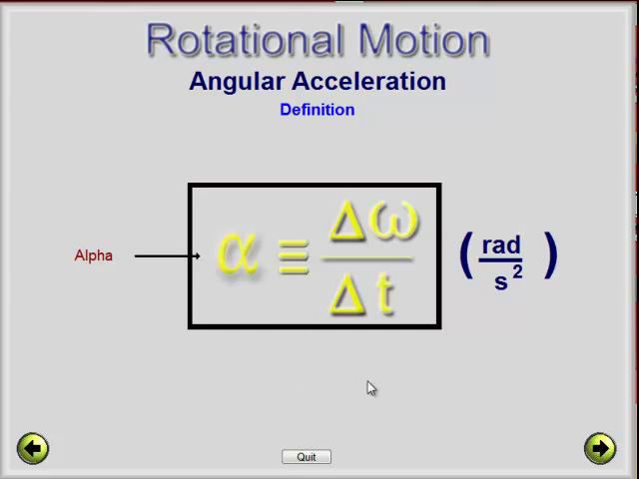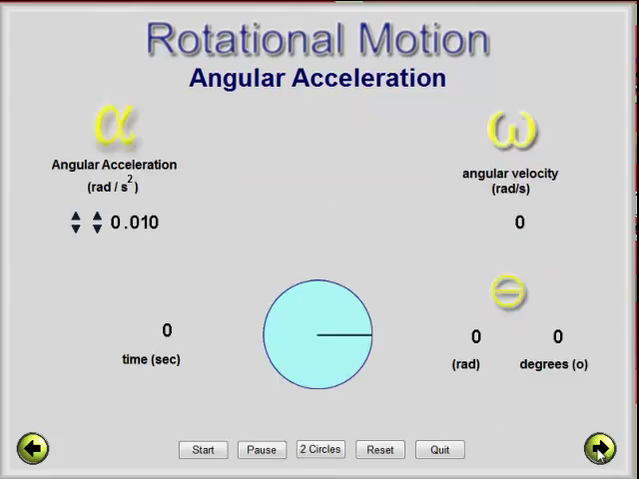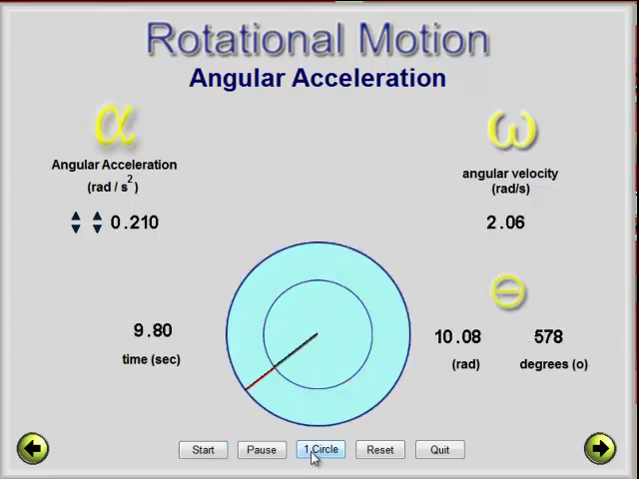Now we have the definition for angular acceleration. Same demonstration, only now we can change the angular acceleration. Again, we can see how the variables change. Of course, now you can see there's a rotational acceleration going on.